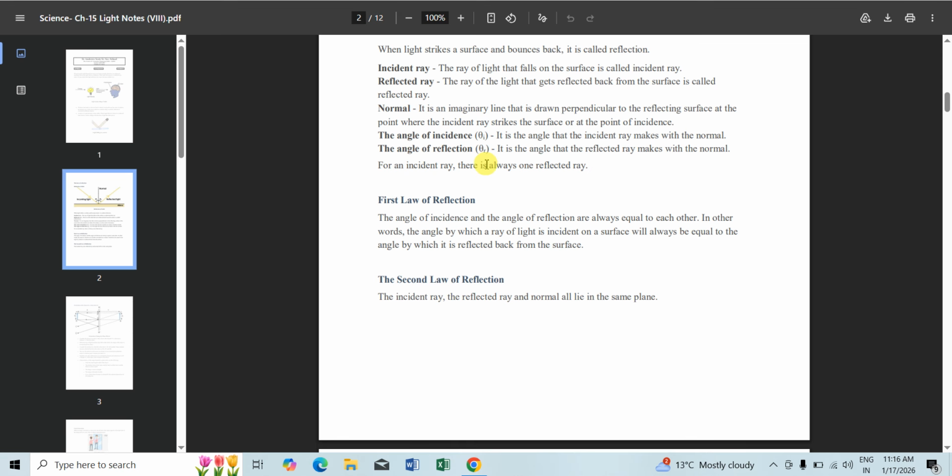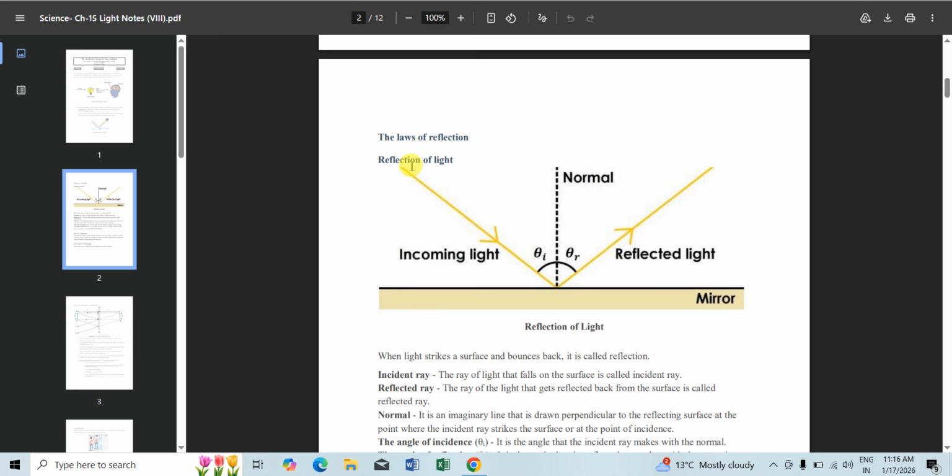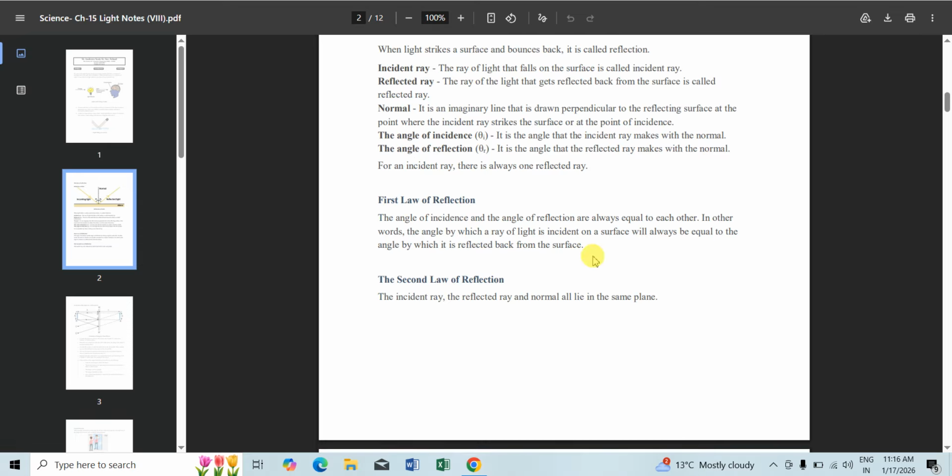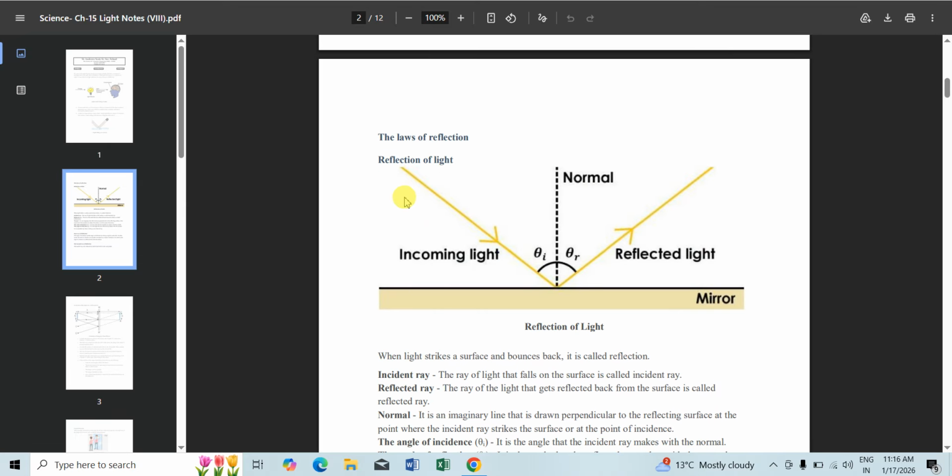Now we are going to go through the first law of reflection. The first law of reflection says the angle of incidence and the angle of reflection are equal to each other. If the angle of incidence is 45 degrees, then the angle of reflection would be 45 degrees. Same. I hope I am clear. Now what the second law says is that the incidence ray, the reflected ray, the normal, the angle of incidence, and the angle of reflection all lie in the same plane, same medium.